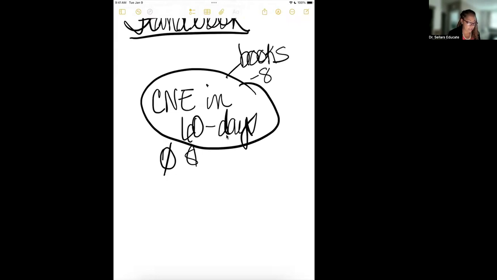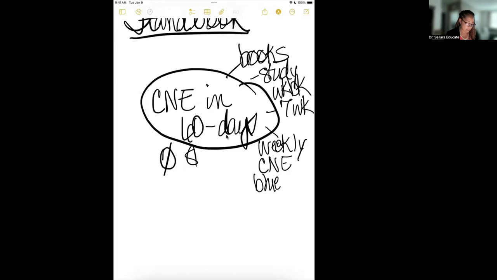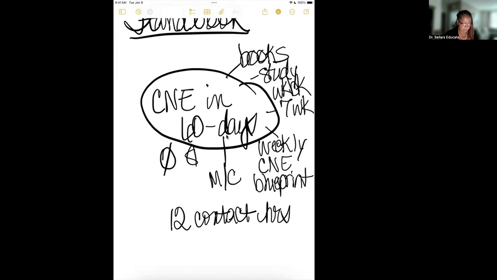That's the books, that's the study workbook. That is also your 7-week study plan. That is weekly sessions, okay, where we are studying content from the CNE blueprint. And yes, it is for CNE, CNE clinical, and CNE novice colleagues. And it also includes our masterclass, and it is 12 contact hours offered when you attend the entire time, plus complete the evaluation.